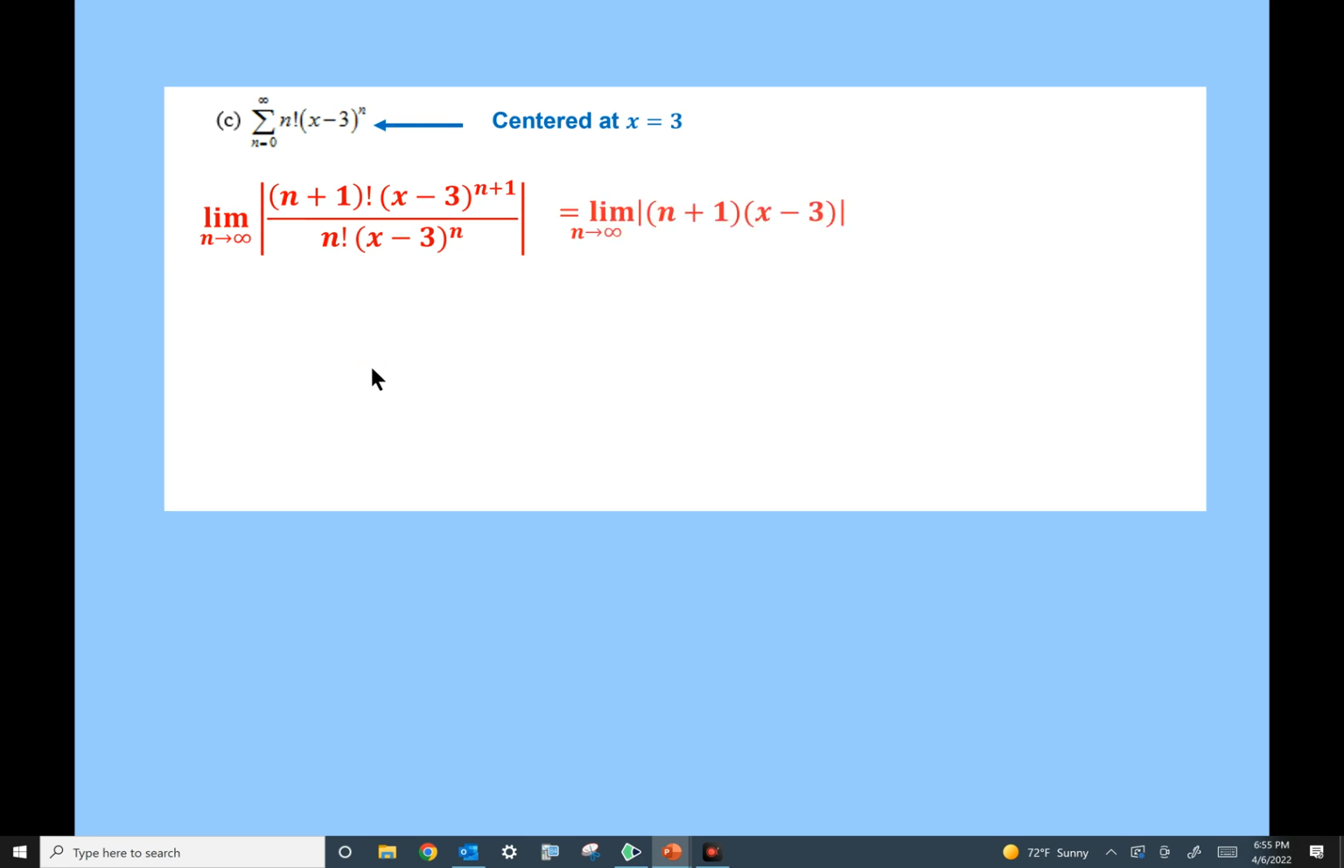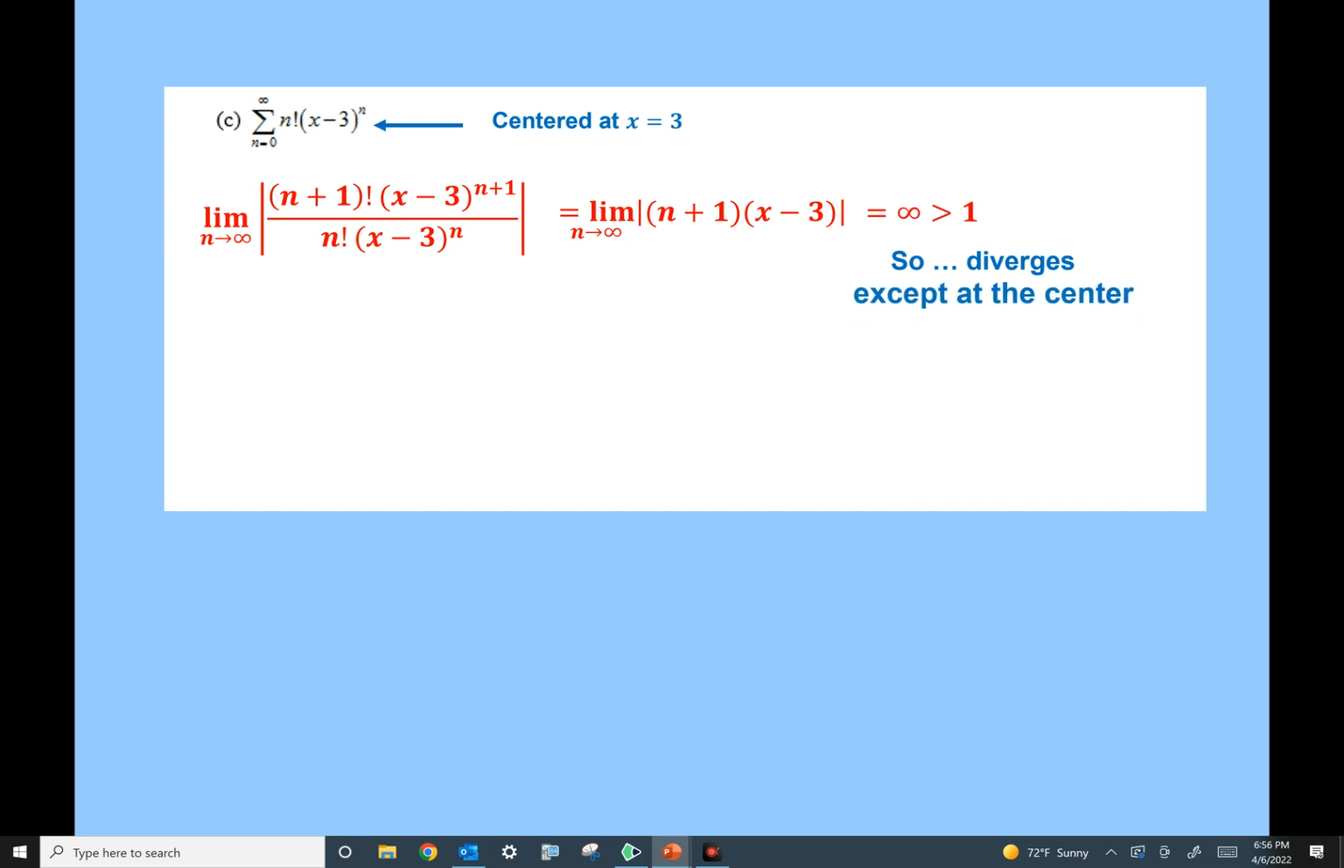And so now when I simplify, the n plus 1 factorial over n factorial is going to leave me with an n plus 1 on top. When I simplify my x minus 3 factors, it's going to leave me with an x minus 3 on top. And so this time, if I plug infinity in for n, I'm going to get infinity times x minus 3. Well, that's still just infinity. So no matter what x is, this limit equals infinity. The limit is always equal to infinity, and infinity is always greater than 1, which means this series is always going to diverge except at the center.